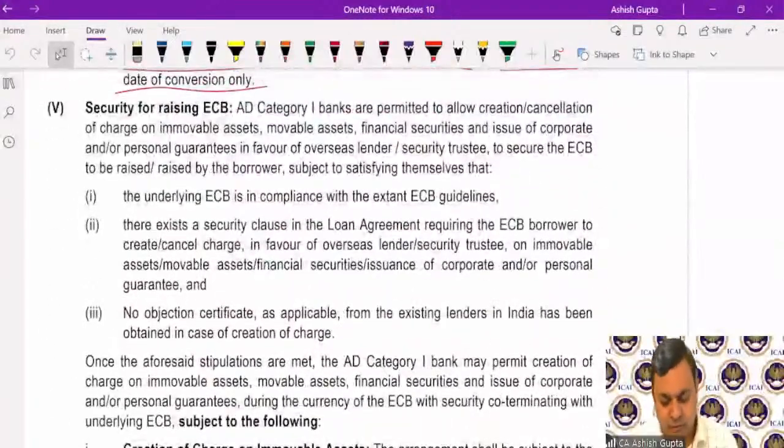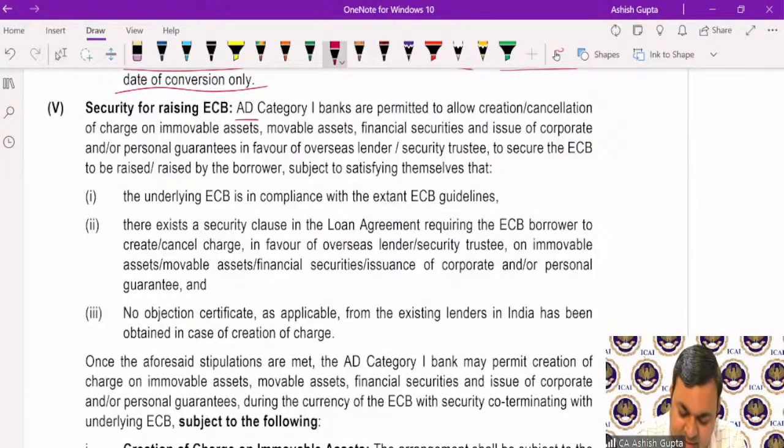Okay, so the fifth part is security for raising ECBs. Authorized dealer category 1 banks are permitted to allow creation or cancellation of charge. Suppose, for example, a foreign entity or recognized lender provides some kind of borrowing to a person resident in India, but that is purely guaranteed in nature, meaning a secured loan.